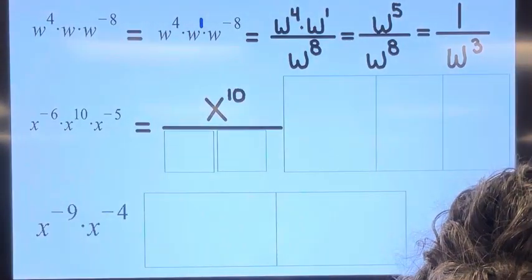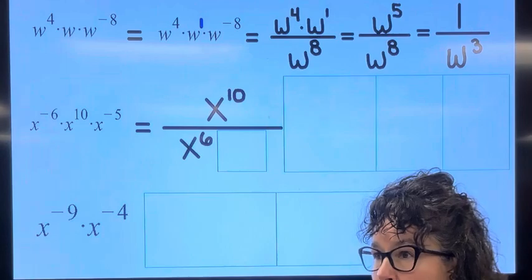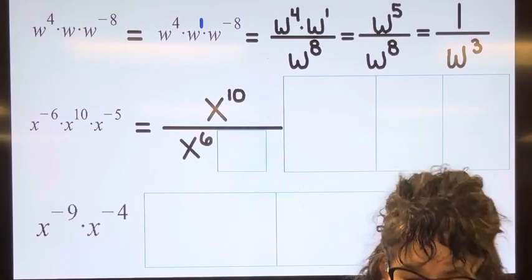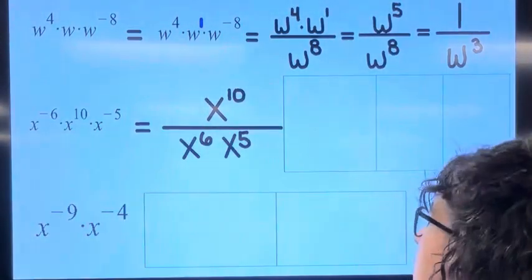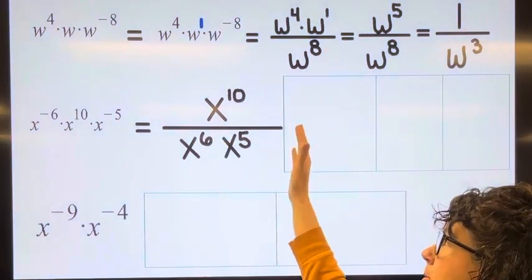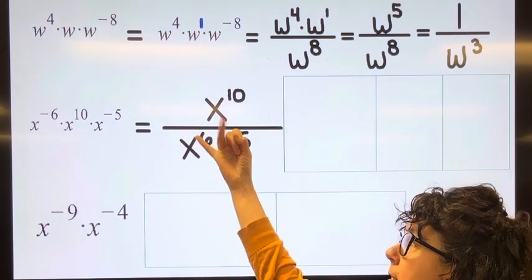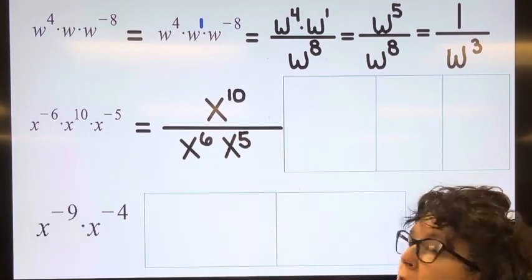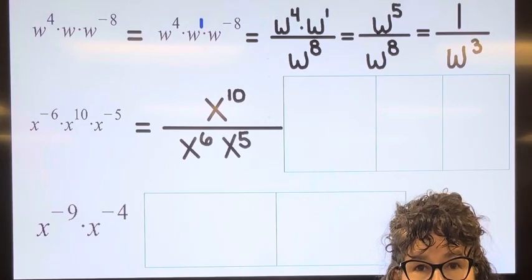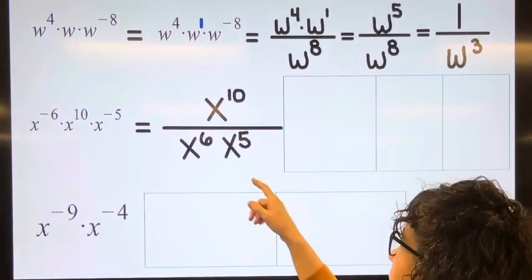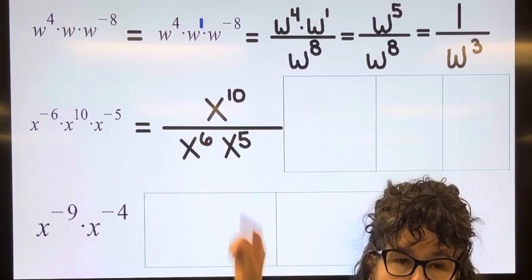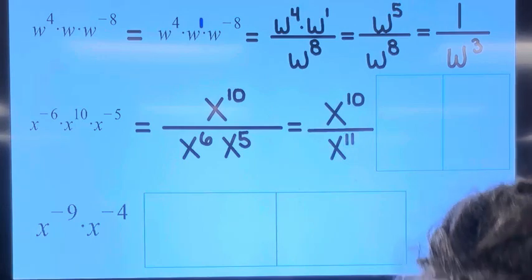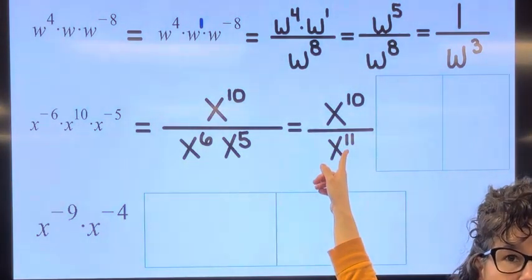So the x to the -6 goes to the bottom and is now to the +6, and x to the -5, again, cross that fraction bar line, change the sign on the exponent. Worst case, at this moment, if you wanted to expand and write x times x times x, 10 of those out, and down here, x times x times x, 6 of those and another 5 of them, and just start canceling, you could do that. But otherwise, let's use some rules. When we have like bases, we add exponents. So this one here currently is still to the 10th, but 6 plus 5 is 11.